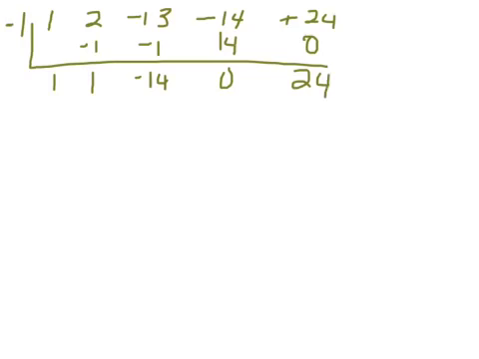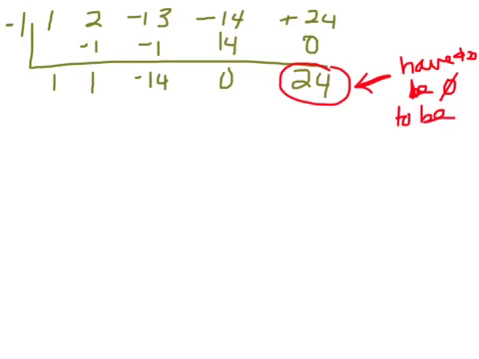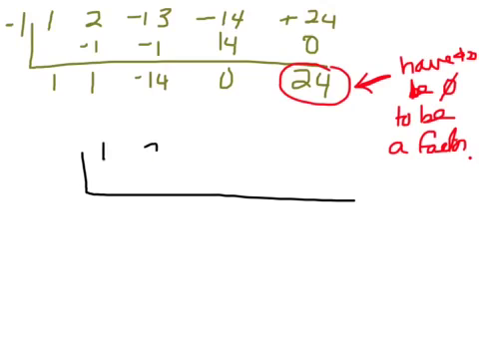This did not go in evenly. Does anybody know how I know it didn't? Yes, there was a remainder here. That number has to be 0 if this is going to go in evenly, to be a factor is what I'll write here. So negative 1 didn't go in there. Let me try 1. The thing about it is, though, at least this is a little faster than doing the long division.